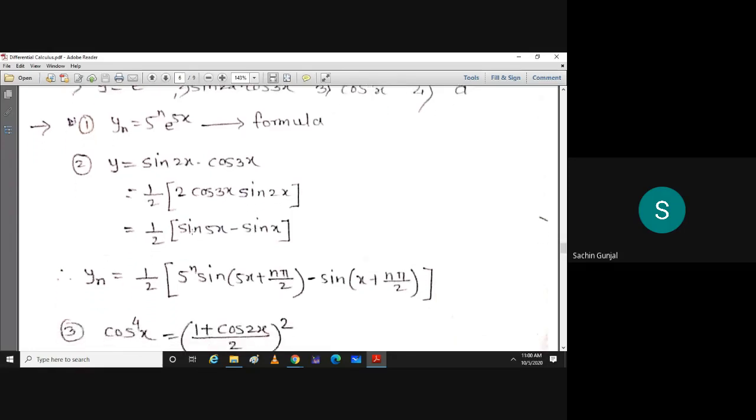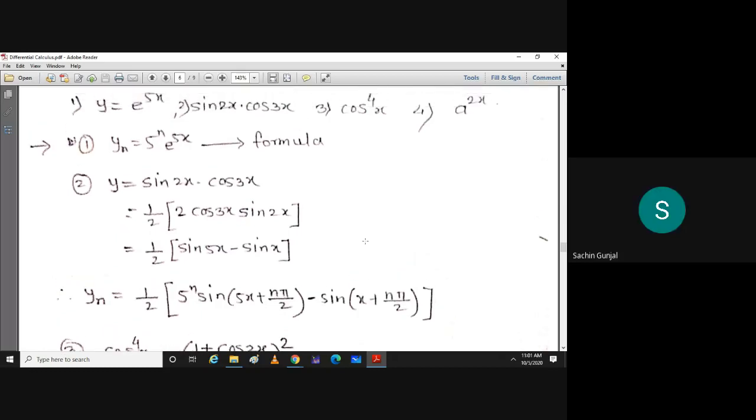Now you know nth derivative of sine 5x. So 5 raised to n, that is b raised to n, sine of bx plus n pi by 2. Okay, minus 1 raised to n, coefficient of x is 1, so 1 raised to n, that is 1, into sine of x plus n pi by 2 is the nth derivative. Clear? Yes, sir. Okay. All right.